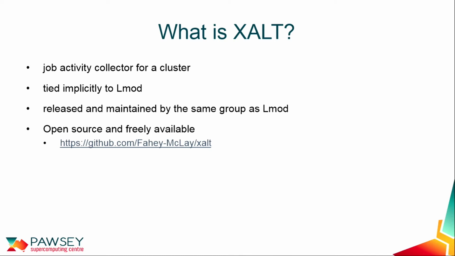So it intercepts that call and takes the information and dumps it to a JSON file. In terms of compiling, you can intercept what libraries it's linked to or what modules it uses. Let's say if you do a GCC compile, it intercepts the LD, so you can intercept what libraries it's linked, so you can harvest all that information. XALT is tied explicitly to Lmod. It's made by the same group and is freely available.